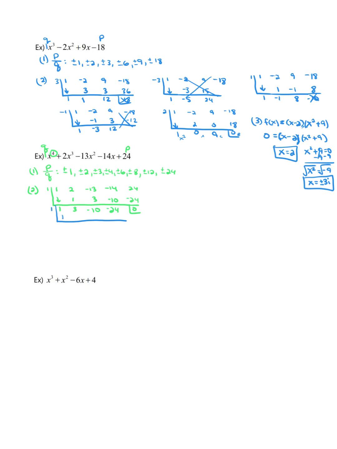We can try 1 again. That does not give us a remainder of 0. Sometimes the one that worked might work again. Sometimes it won't, so you can just try it and see if it works again. If not, try a different number. So we're still using our same P over Q list. Okay, that didn't work either.